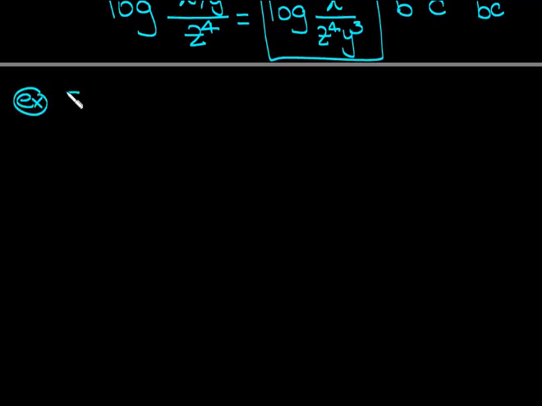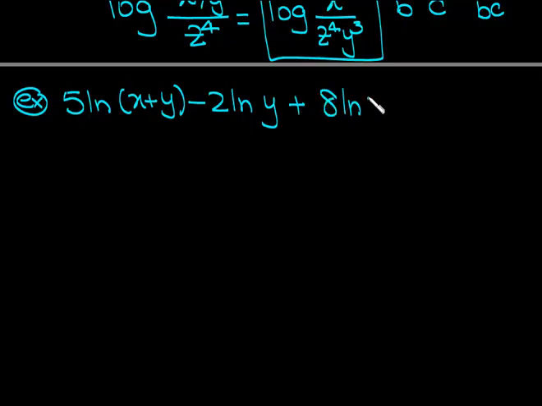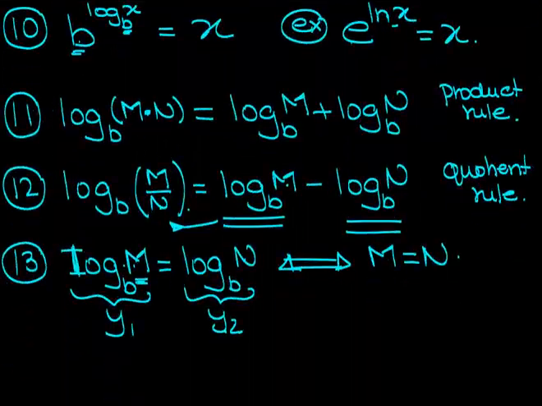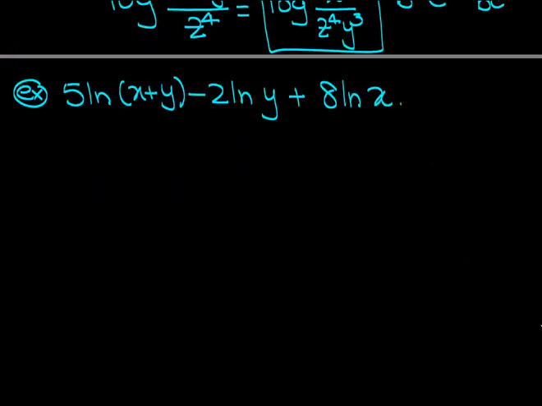So we have 5 ln of x plus y minus 2 ln of y plus 8 ln of x. Okay, I want to write this as a single log term, so let's do that. You notice the first thing I'm going to do is get rid of these exponents, because once I get rid of these exponents I can use the product or the quotient rule properties, because if I have a difference of 2 log terms I can write that as a quotient. If I have a sum of 2 log terms I can write that as a product. But to do that I have to get rid of anything that's in the front first. So let's do that.